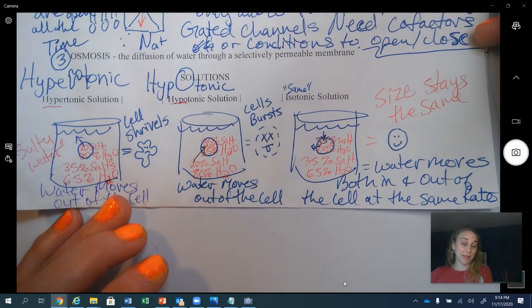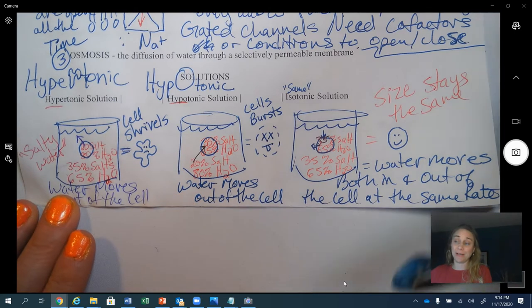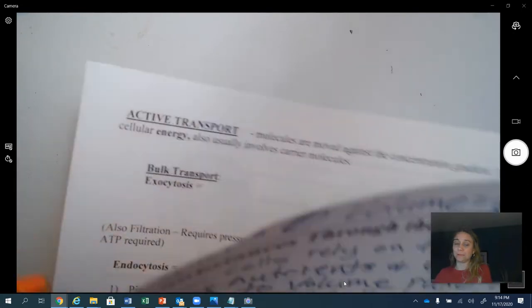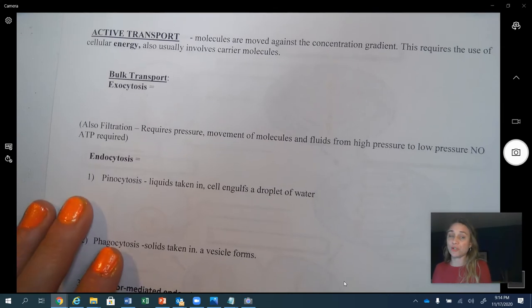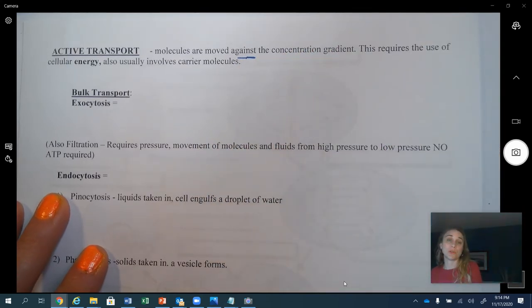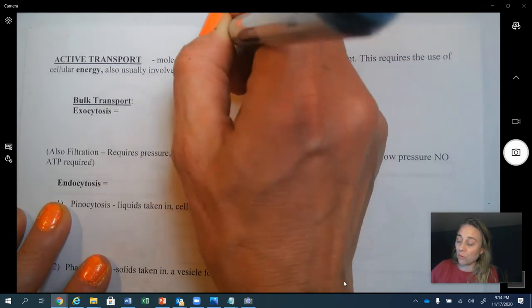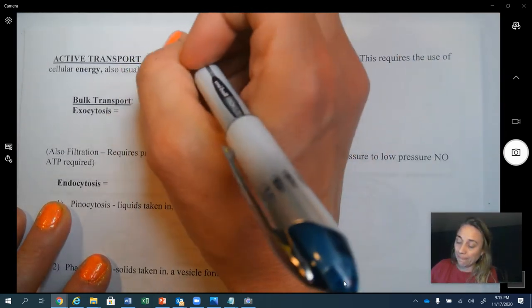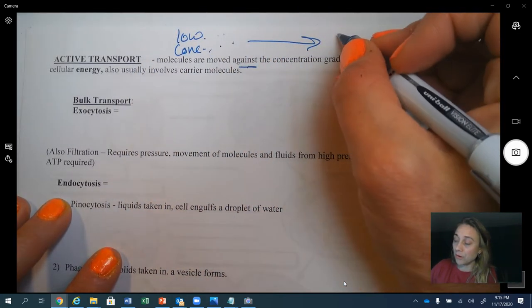Get that in your notes, and now we're going to talk about active transport. That's the type of transport that's going to require energy, and it's usually ATP, not 100% of the time. But what's another defining feature? Active transport molecules could move against the concentration gradient instead of with it. So we're talking about substances moving from an area of low concentration to an area of high concentration.